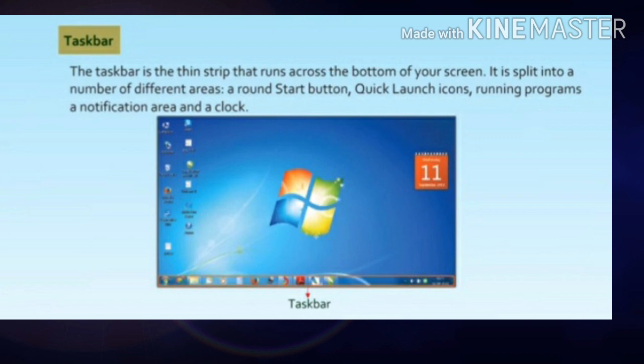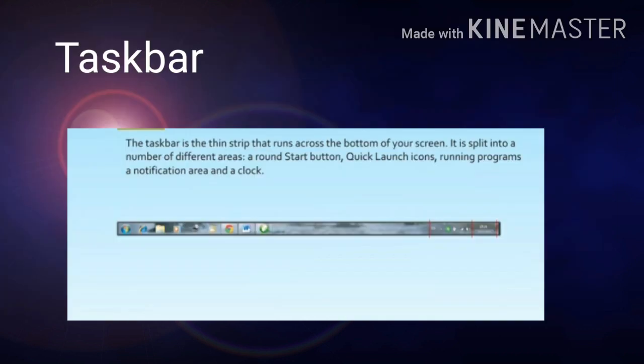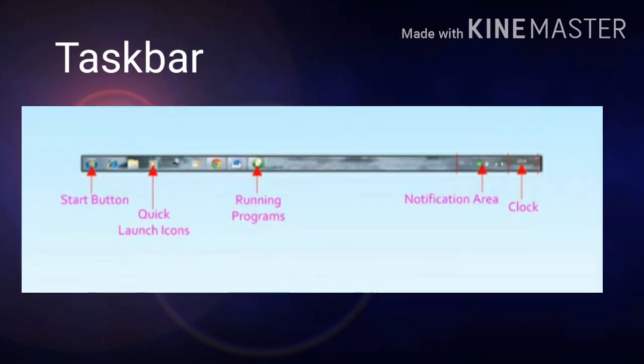The next is taskbar. It is located at the bottom of the screen. Here you can see at the bottom the taskbar, which is more flexible, and it contains options like the start button, which is present on its left side, then a notification area on its right side, and also the clock and icons for programs which usually run in the background, that is running programs, and also you can see the quick launch icons.